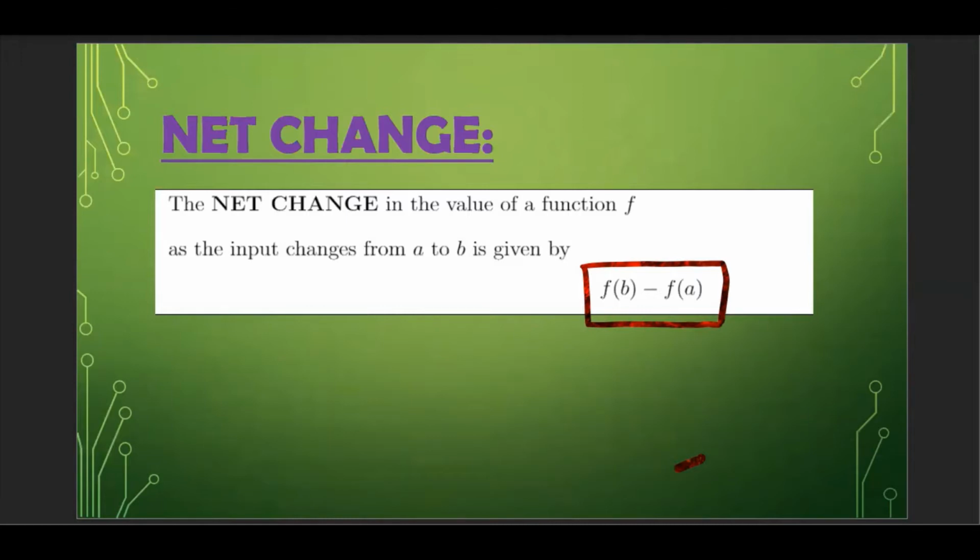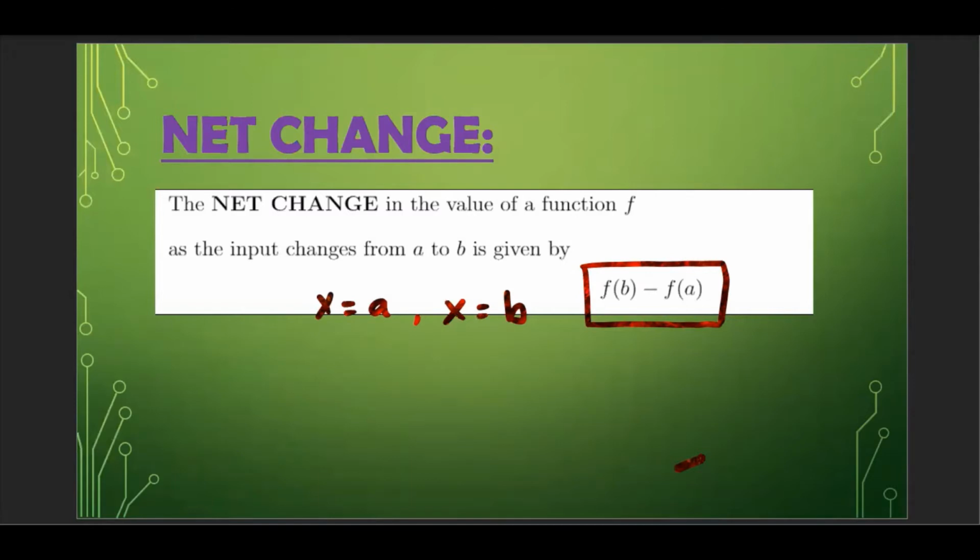So we can say x equals a is your first input and x equals b is your second input, and we want to know what is the change in the function values, so we use the formula f of b minus f of a. So that's the formula for net change.